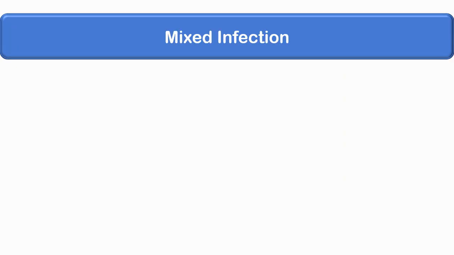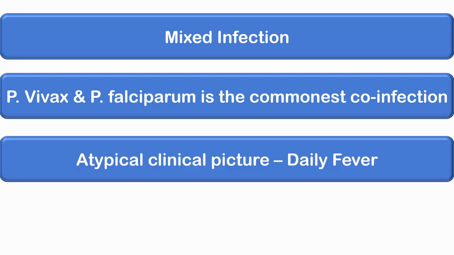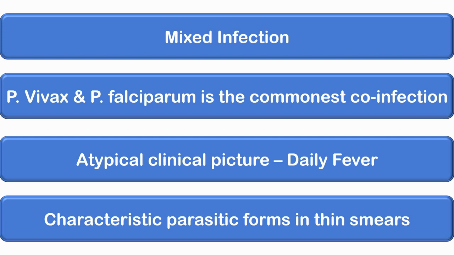In the endemic areas, it is not uncommon to find mixed infections with 2 or more species of malaria parasite in the same individual. Mixed infection with Plasmodium vivax and Falciparum is the most common combination, with a tendency for one or the other to predominate. The clinical picture may be atypical with bouts of fever occurring daily. Diagnosis may be made by demonstrating the characteristic parasitic form in the thin blood film smears.